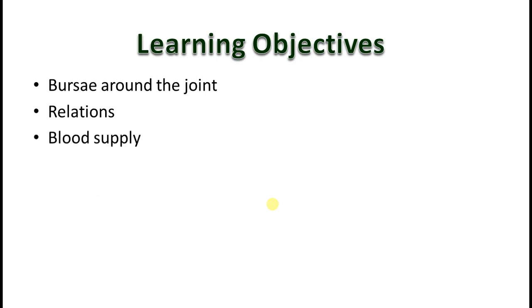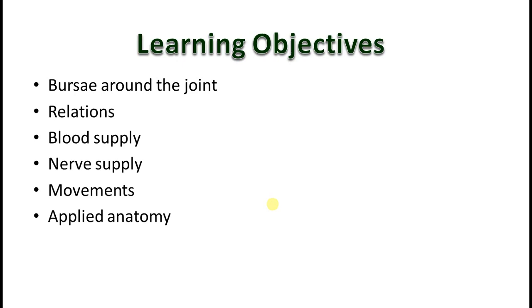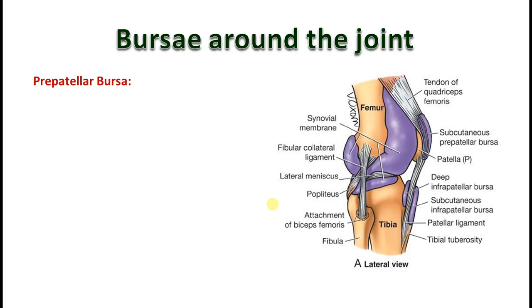Now today in this lecture we are going to discuss the bursae which are present around the joint, followed by the relations, blood supply, nerve supply, and very important, the movements of the knee joint, followed by the applied anatomy. Okay. Now coming to the bursae around the knee joint, there are a lot of bursae present around the knee joint.